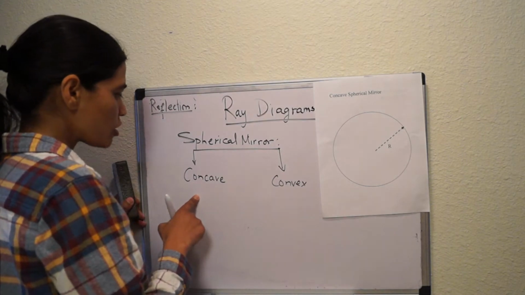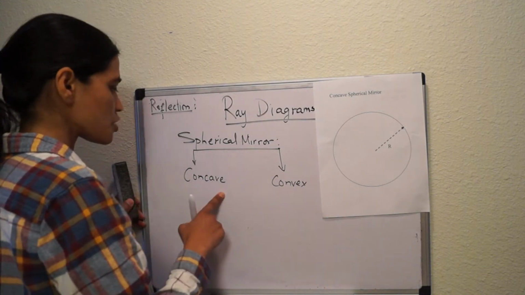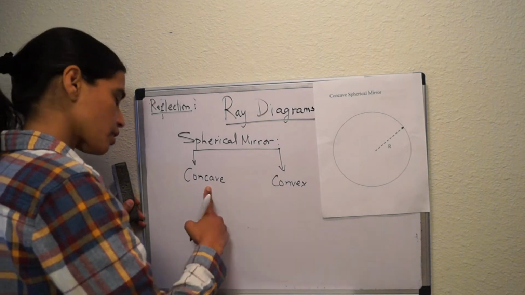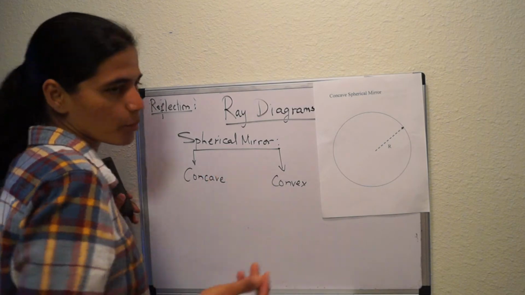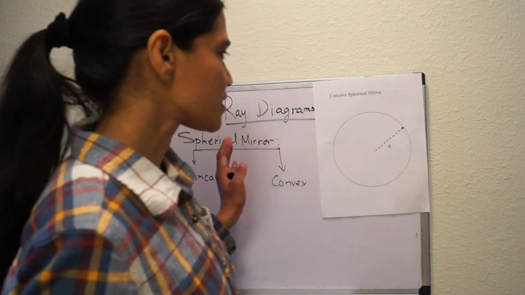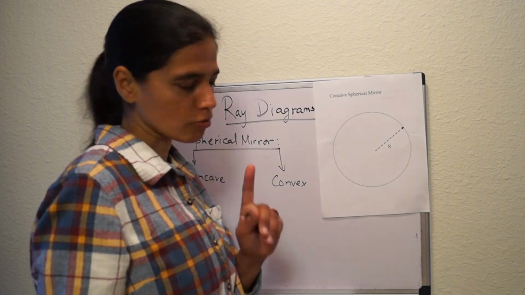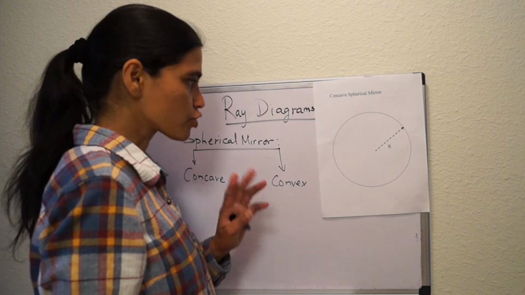Concave is also called a converging mirror, and convex is also called a diverging mirror. But then you may get confused when we get to the lenses. So it's easy, just try to remember just one. Concave mirror, there is also convex mirror. There are two types of mirror.